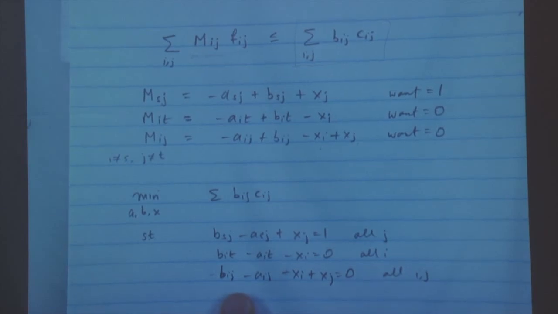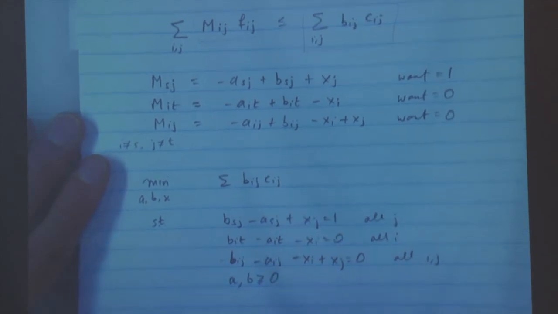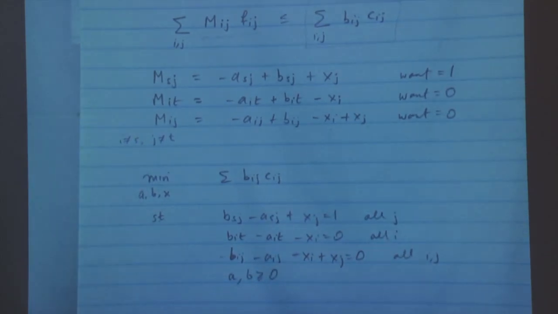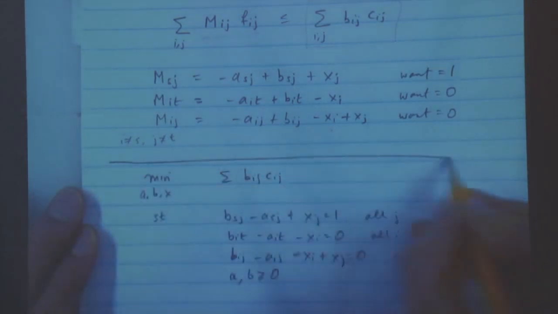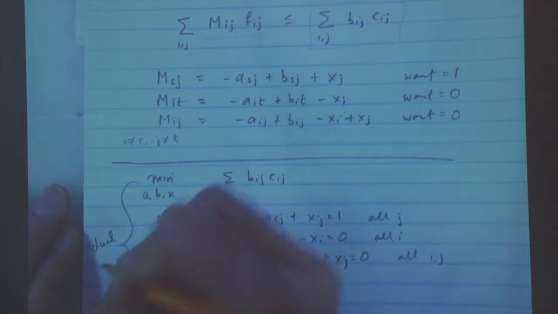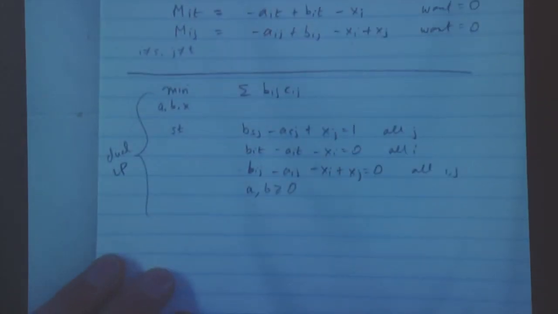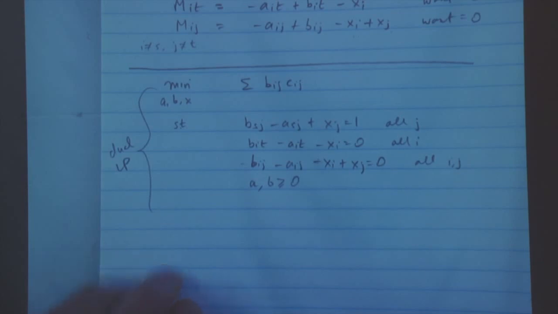So now I've written down almost the dual problem. The constraints I need to put down are that a and b are both non-negative. There's no constraint on x. So this is the dual to the max flow problem. So it's a linear program, which we already know because the dual of a linear program is a linear program, from our general form calculation.